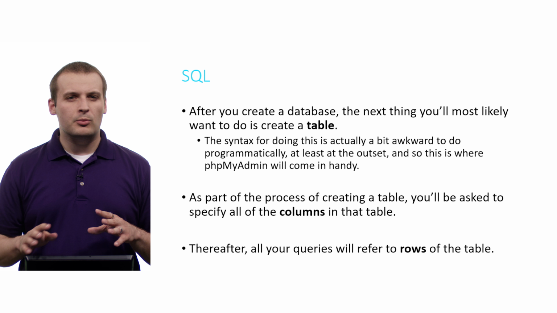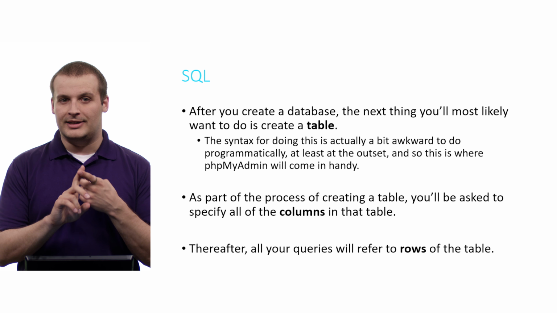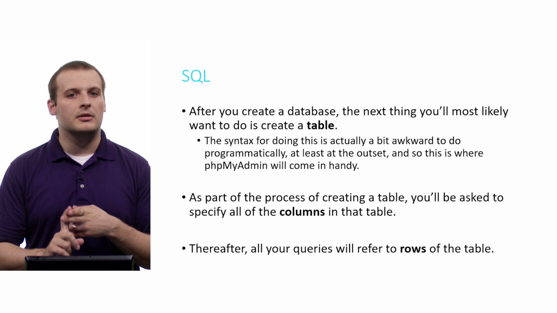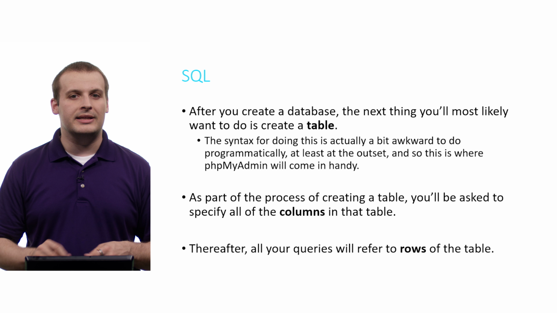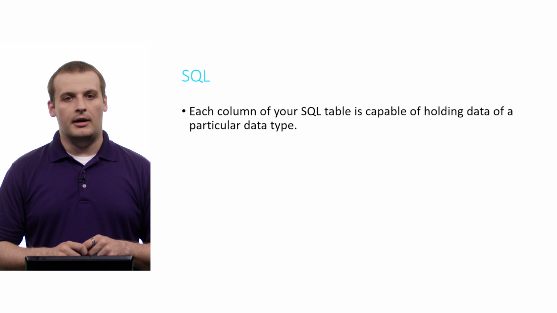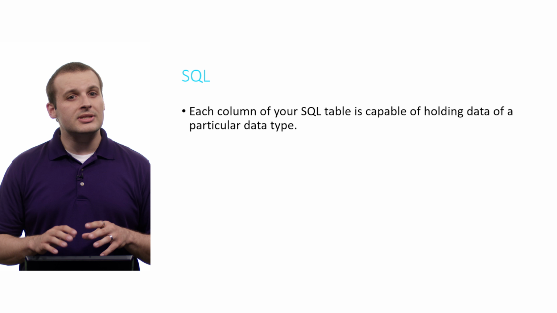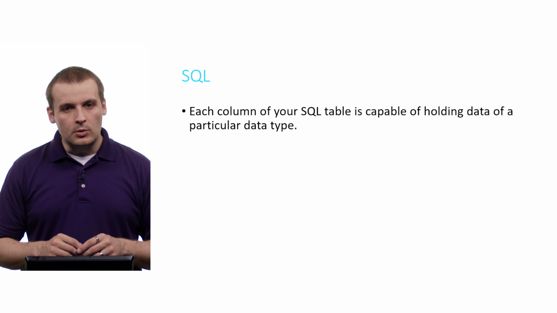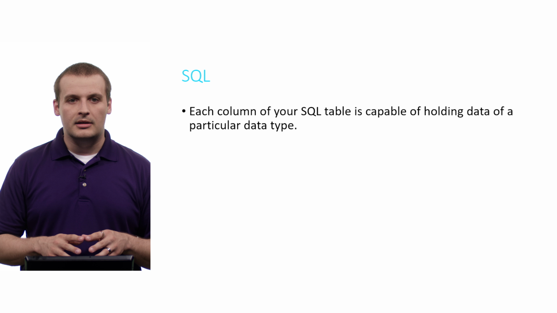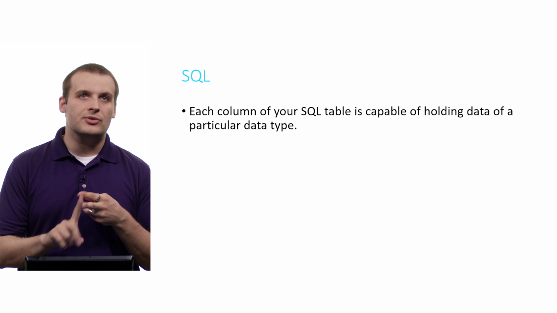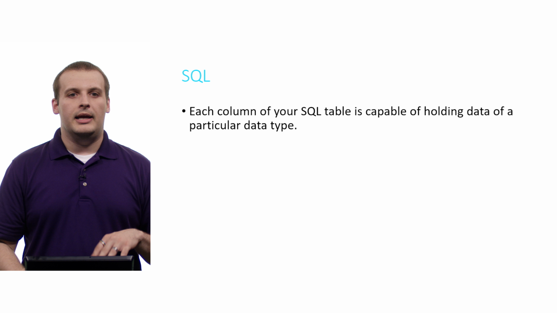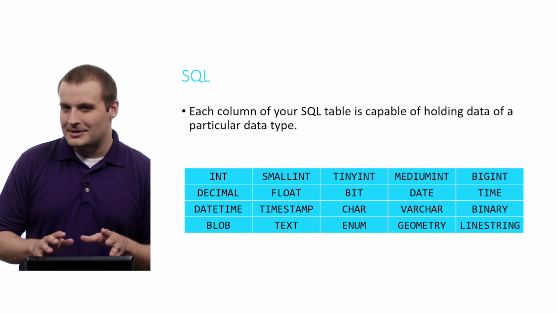Once you've done that, pretty much every query you're going to use on that table going forward, except for deleting the database and deleting the table, is going to refer to data which is stored in the different rows of the table. Just like in C, every column of our SQL table is capable of holding data of different data types. So in C, for example, we had characters and strings and integers and floats. And SQL has a few more data types than that.